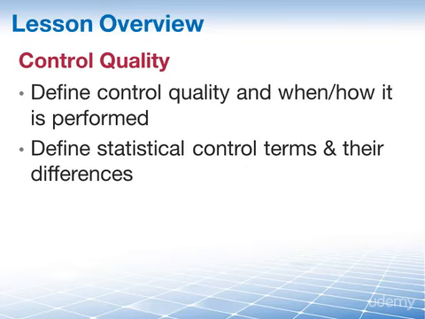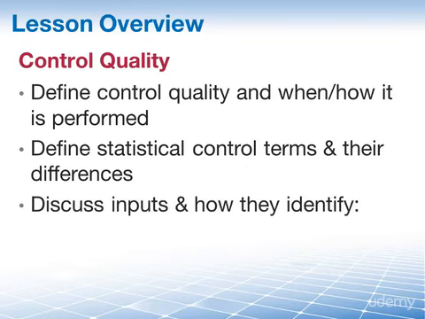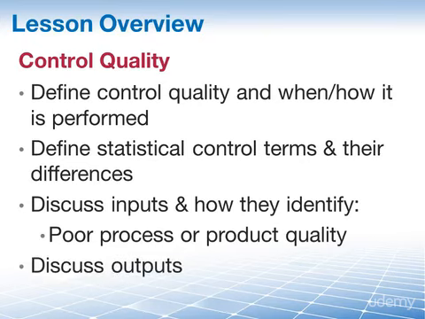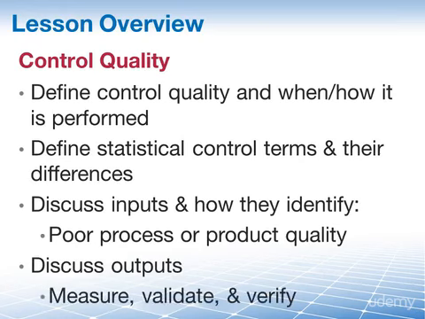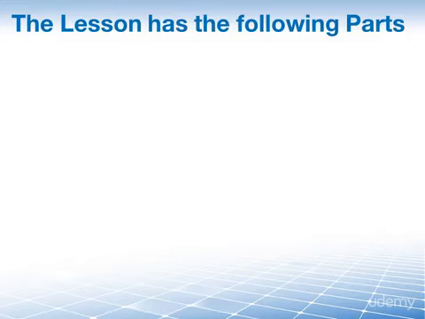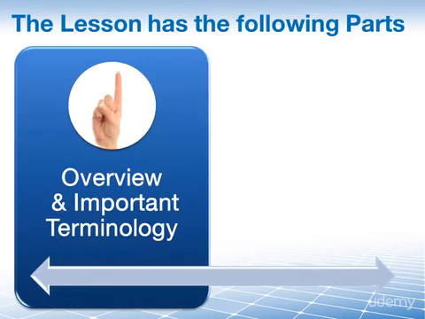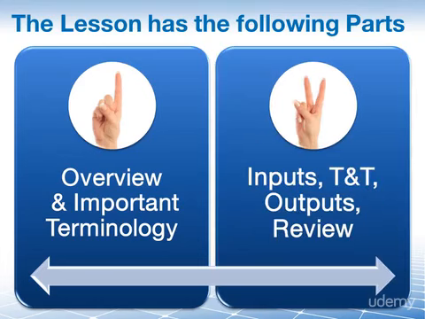Then we will discuss the inputs to the process and how they will help in identifying causes of poor processes or poor product quality, and we'll discuss the outputs with a focus on how they measure, validate and verify the deliverables. We have a lot of ground to cover here in control quality, which means we broke this lesson into two parts. Part 1 contains an overview and important terminology that you need to know about. And then in part 2, we're moving on to the inputs, tools, techniques, outputs, and we'll also do a review.